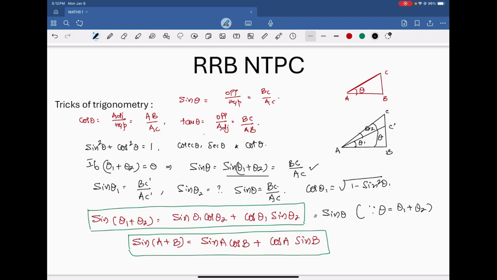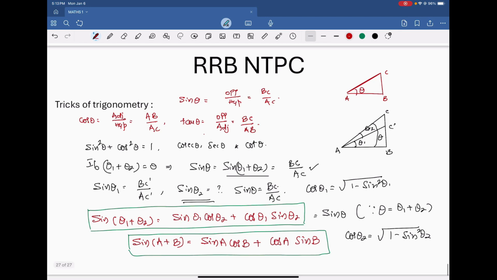Similarly, cos theta 2 can also be expressed: cos theta 2 is equal to the square root of 1 minus sin square theta 2. That means when we convert everything into sin theta 2 form, we can find out sin theta 2 from the equation sin of theta 1 plus theta 2 is equal to sin theta 1 cos theta 2 plus cos theta 1 sin theta 2.